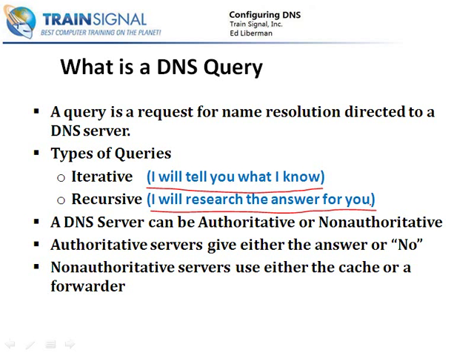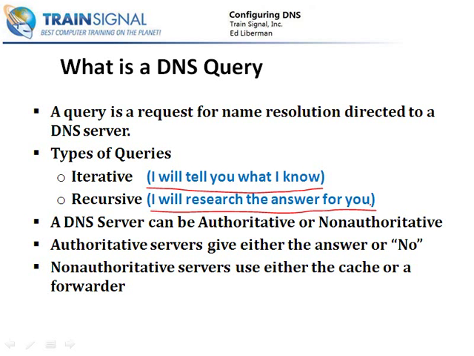But a DNS server can also be either authoritative or non-authoritative. An authoritative DNS server will either give the answer to, here is the IP address for that client, or will give what's called an authoritative no, which is where the DNS server is saying, look, I am authoritative for this namespace. I know what's in this namespace, and I'm telling you there's no such host.